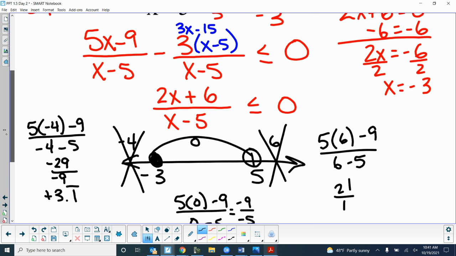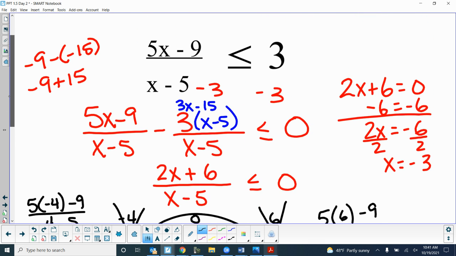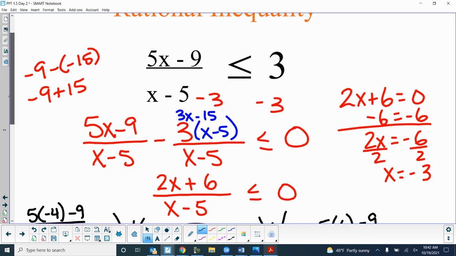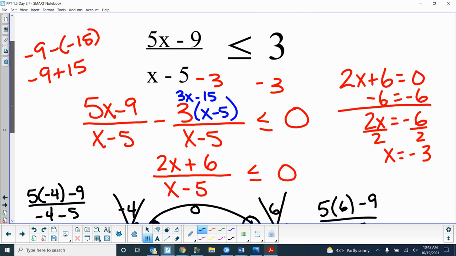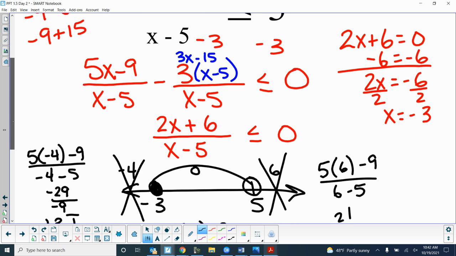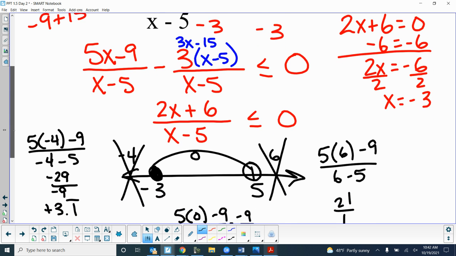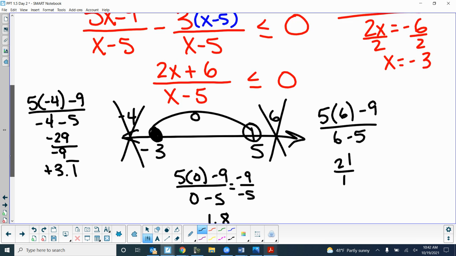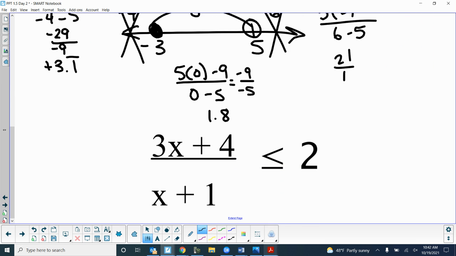Questions, first of all. First thing we did was subtract the 3 because we wanted 0 on the right. All right, whatever number we subtract over, we have to multiply by that denominator to make the new numerator so that I can subtract the two fractions and make it a single fraction. Set the numerator equal to 0, the denominator equal to 0. Those are your critical values. And then pick numbers to plug in to figure out where to graph.